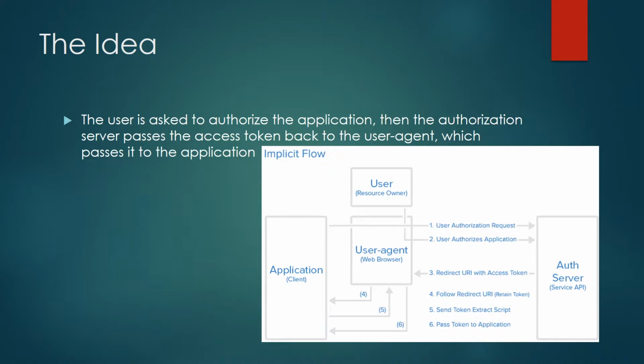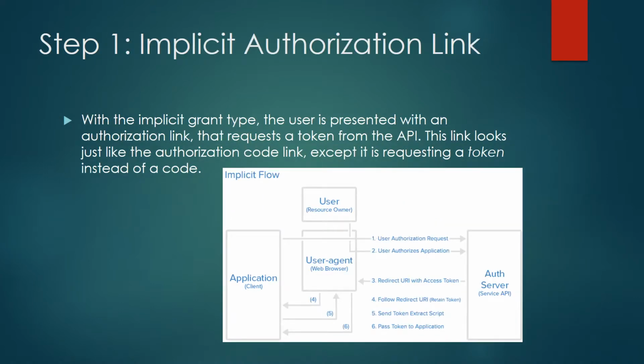Okay, so moving on into the whole procedure. We are at step 1. Basically we have the implicit authorization link. This is the first step, and let me just change my pointer to laser. Yeah, so here we have the first step.